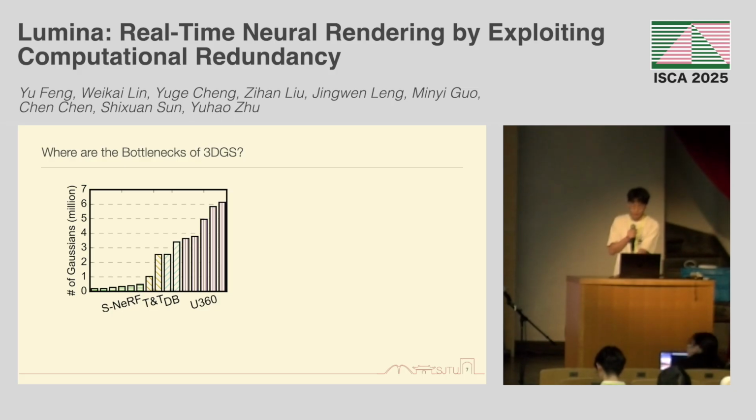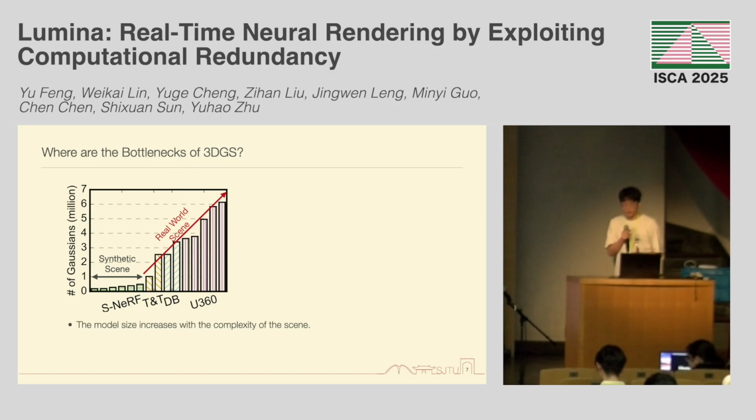Here we show the model size of different datasets. We find that the model size, or the number of Gaussians, increases with the complexity of the scene. More points means more computation. Especially for real-world scenarios, their model sizes are an order of magnitude higher than the synthetic ones. So the first point is that model size increases with the complexity of the scene.